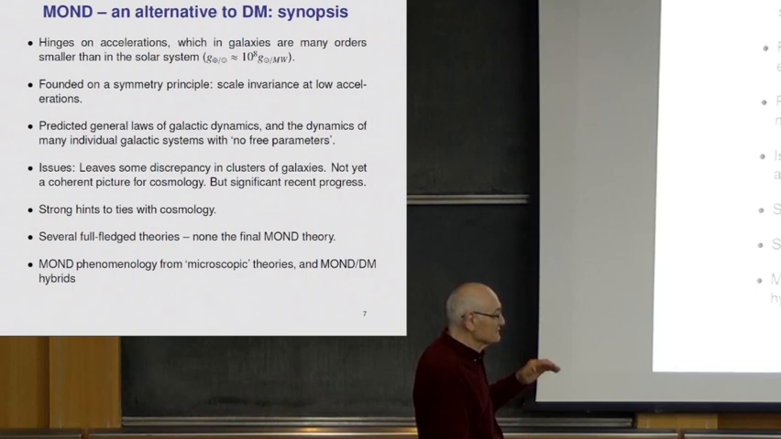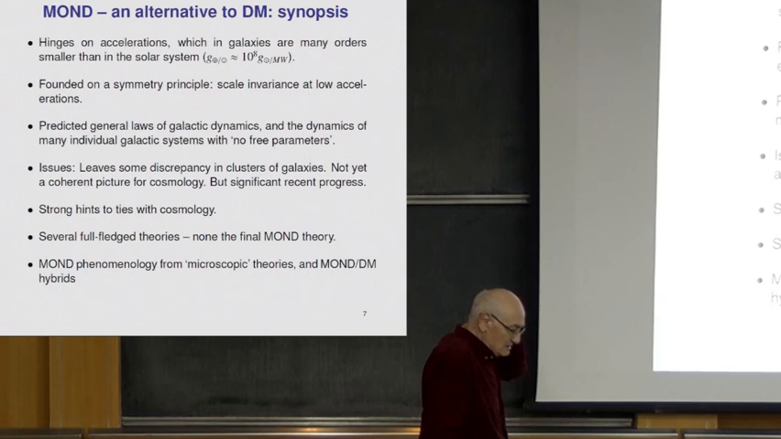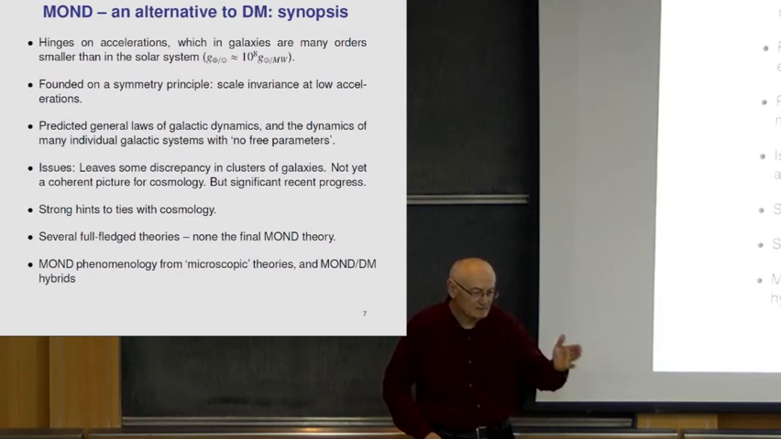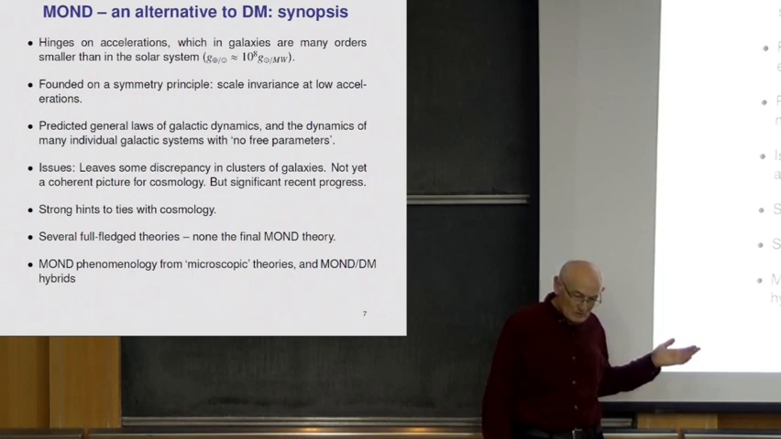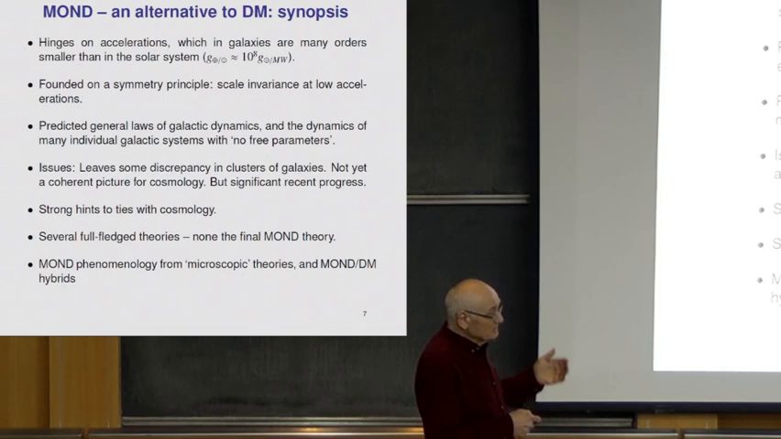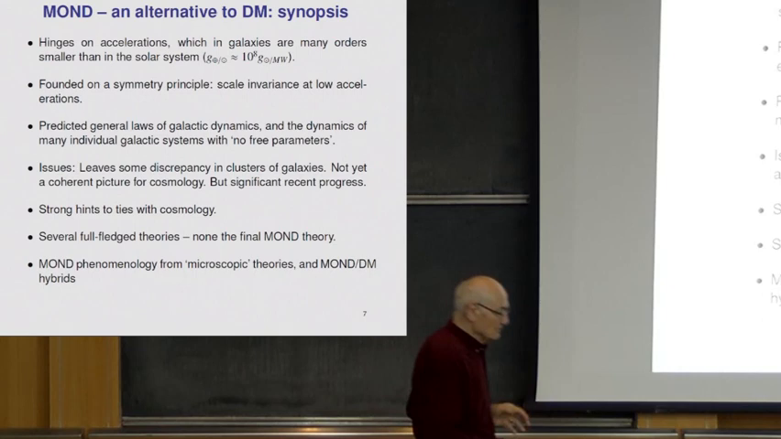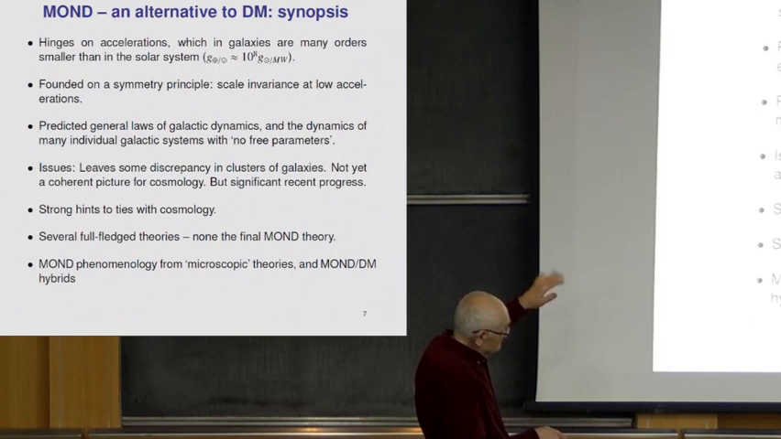What is small? You have to introduce some new constant, which marks the boundary between the validity domain of standard dynamics and the new dynamics. Because it hinges on acceleration, this constant has dimensions of acceleration. The idea would be that at accelerations much higher than this, standard dynamics is restored, while at low acceleration, something else happens. And this something else is the novelty here. The statement is that at low accelerations, you want your theory to become scale invariant, in a sense that you will hopefully understand in a minute. It's an important thing. But I just wanted to say that the idea is founded on some symmetry principle.